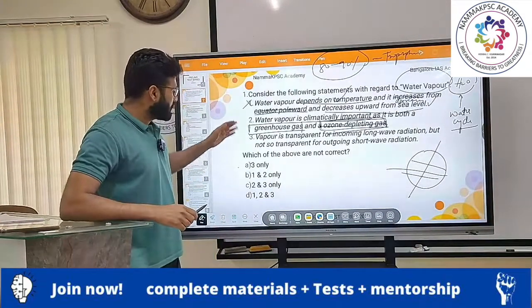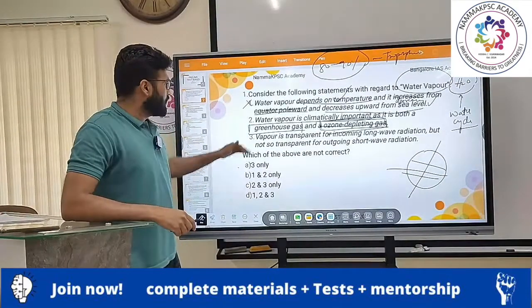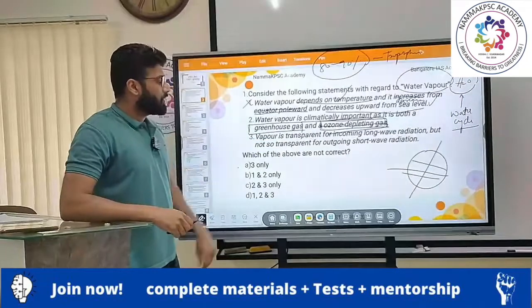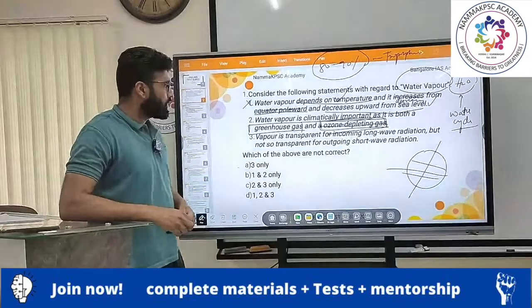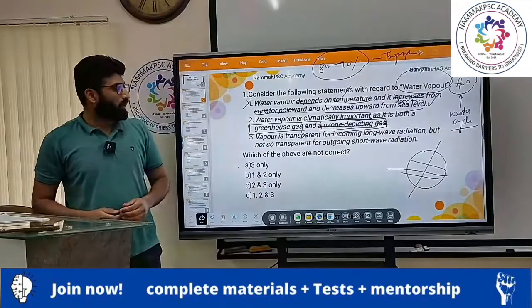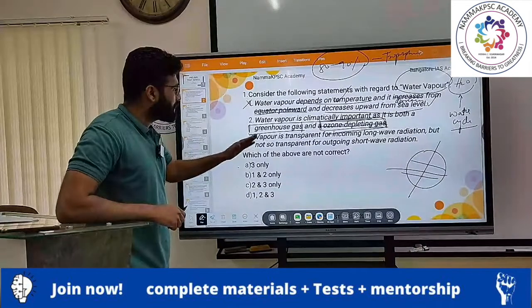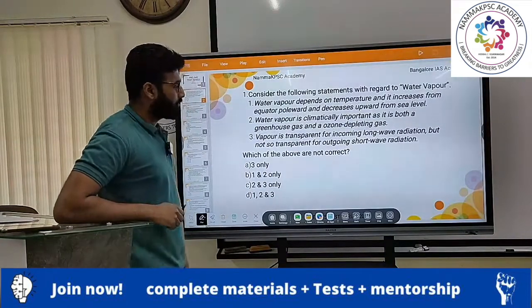Okay, so this particular statement is also incorrect. The third statement says water vapor is transparent for incoming long wave radiation, but not so transparent for outgoing short wave radiation. But it is not transparent for outgoing short wave radiation. Now, here I want you to understand something.